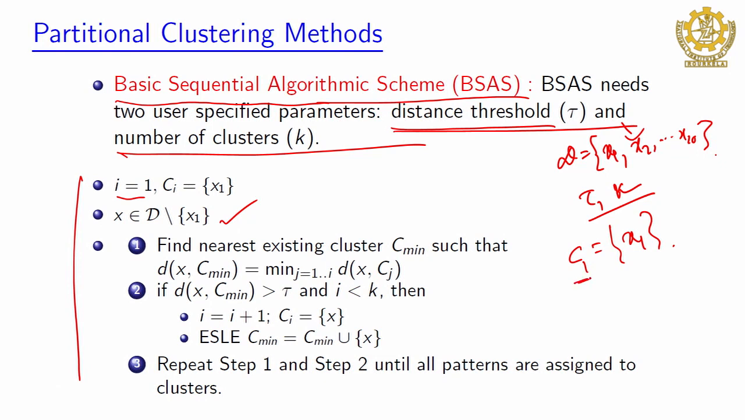There is only one cluster here. Now we compute the distance from x 2 to the cluster C 1. If there is another cluster C 2, we compute the distance from x 2 to C 2 again, and whichever is the minimum, we will identify that cluster. That is what it says: find the nearest existing cluster C min. If we have 5 clusters, we have to assign x to one of the 5 clusters, or it will form a new cluster.